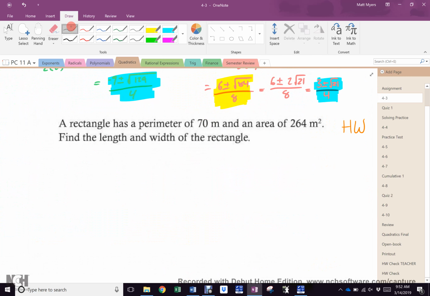Perimeter of 70. If I have a rectangle, what are the two components of it? Length and width, yes? So what do I know about this rectangle? I know length times width equals what? 264. Yeah? And I know length plus width equals what? 35. Why is that a problem as it's written right now?